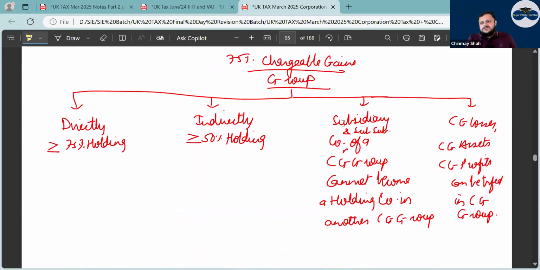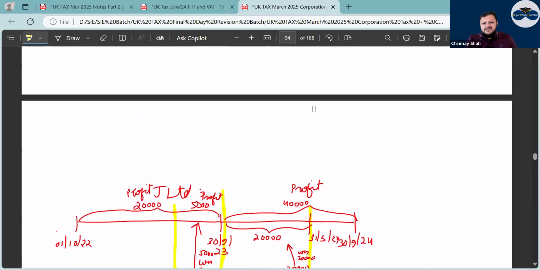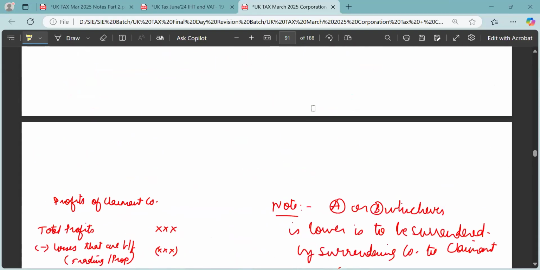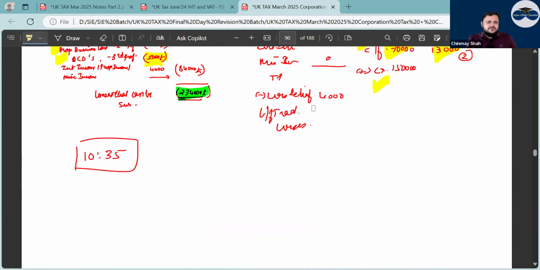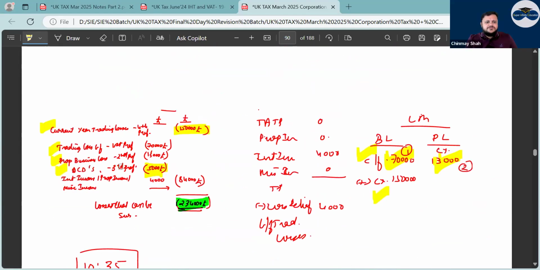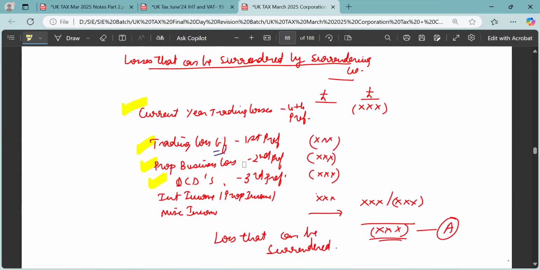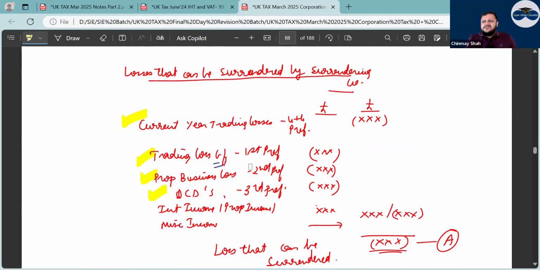Sir, all the unrelieved QCDs of the surrendering company will be added. Yes, obviously. If you have losses, whatever is unrelieved QCDs will be added. Have a look here, QCDs third preference. Sir, should those QCDs be of the current year only? No, generally they are current year only. Unrelieved QCDs will be of current year only. Correct? Okay, sir.